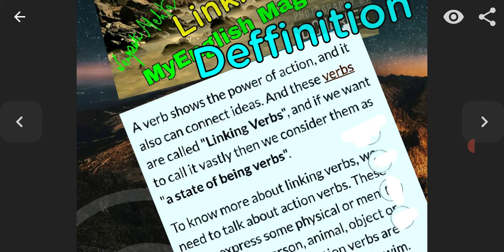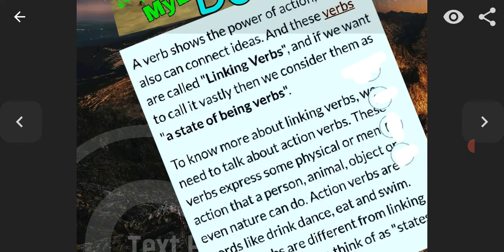And these verbs are called linking verbs. And if we want to call it vastly, then we consider them as a state of being verb.